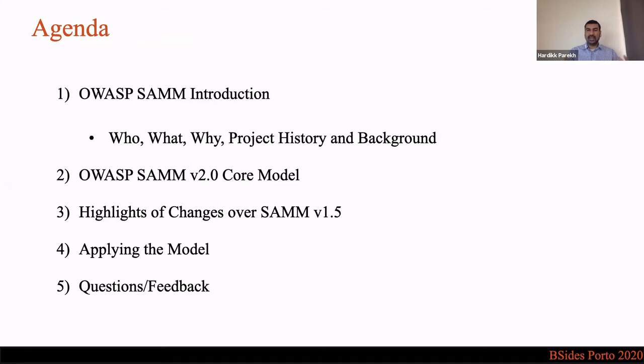Once we know what is OWASP SAMM, I'll go into the details in terms of some of the changes that we introduced from version 1.5 to version 2. And last but not least, we'll discuss how you can apply SAMM in your organization to navigate this DevOps security journey at scale.